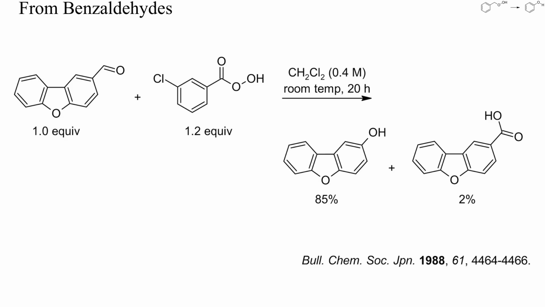In this example, an electron-rich benzaldehyde was oxidized with a slight excess of meta-chloroperbenzoic acid. Mainly the phenol and 2% of the carboxylic acid resulted. With unsubstituted benzaldehyde, however, the main product was benzoic acid.